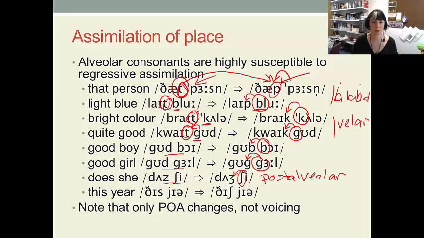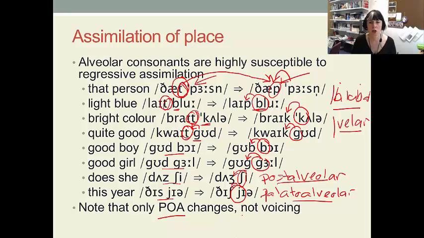So we have a post-alveolar assimilation. Here we've got an alveolar consonant followed by a palatal one. The palatal consonant has an effect on the preceding consonant, so it's produced further back in the oral cavity. So we've also got a kind of post-alveolar or palato-alveolar assimilation. So the types of assimilation we've looked at are bilabial, velar, post-alveolar, palato-alveolar. And again, just notice that the place of articulation has changed, not the voicing. So the voicing has not changed in this.